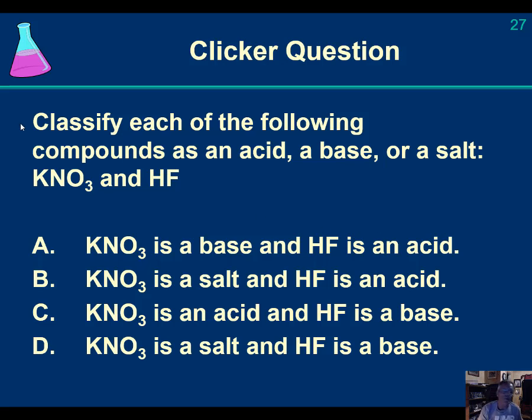All right, let's ask this question. Classify each of the following compounds as an acid, a base, or a salt. And so we have potassium nitrate. You remember acids, they have hydrogen in them, so it's not an acid. The bases that I've given you, other than ammonia, have OH minus in them, and so it's not one of those. So this must be a salt. So piece of cake. This we've got some familiarity with. It starts with H, so good chance it's an acid. It's hydrofluoric acid. It's actually a weak acid, but it's an acid. All right, so we'll go down here, and we see that B is our answer. Potassium nitrate is a salt, and HF is an acid.